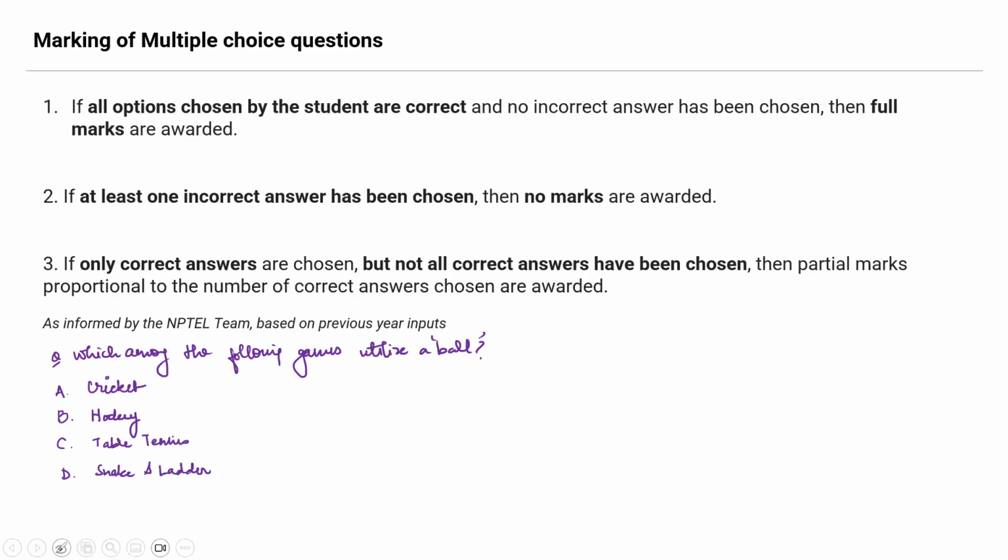This question is very straightforward and it is just to help you understand what we are trying to say. Okay, so which among the following games utilize a ball? Obviously, in cricket you utilize a ball, in hockey there is a ball, in table tennis you use a ping pong ball, and snake and ladder is a board game which is about dice and pieces, so it does not require a ball. So, the incorrect answer is this. Okay, is incorrect.